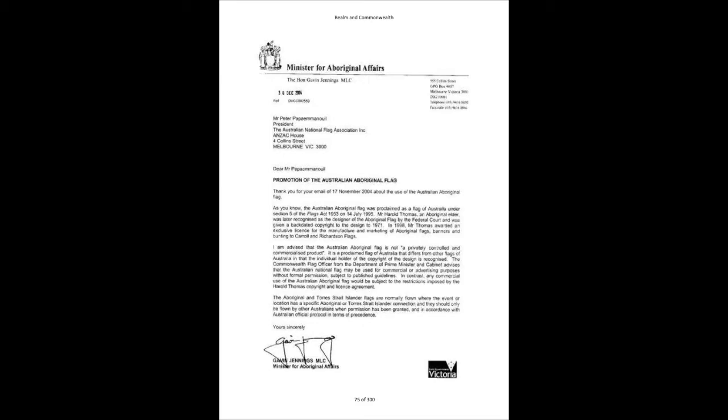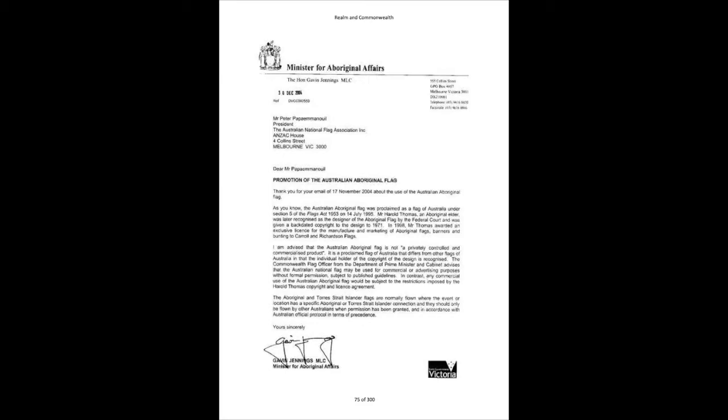In 1998, Mr. Thomas awarded an exclusive licence for the manufacture and marketing of Aboriginal flags, banners and bunting to Carroll and Richardson Flags. I am advised that the Australian Aboriginal flag is not a privately controlled and commercialised product. It is a proclaimed flag of Australia that differs from other flags of Australia in that the individual holder of the copyright of the design is recognised.